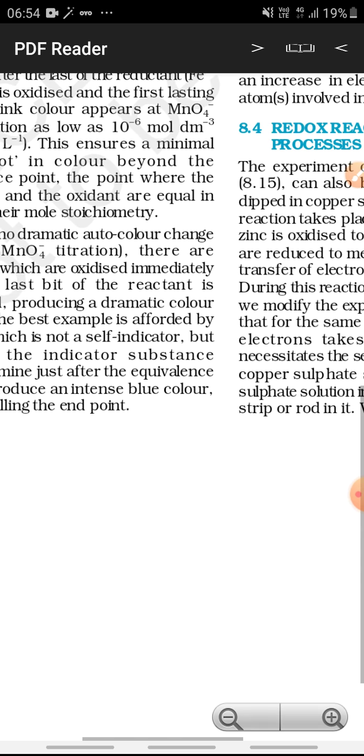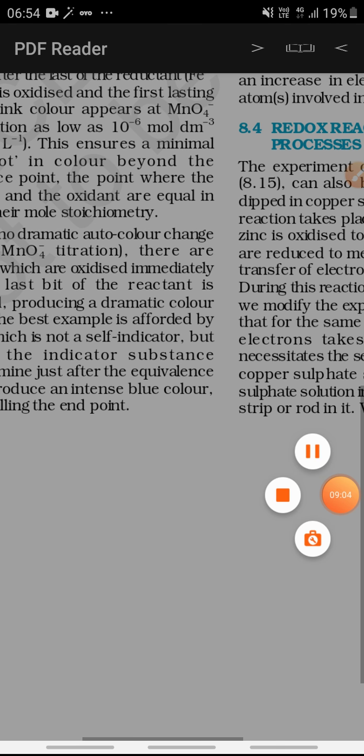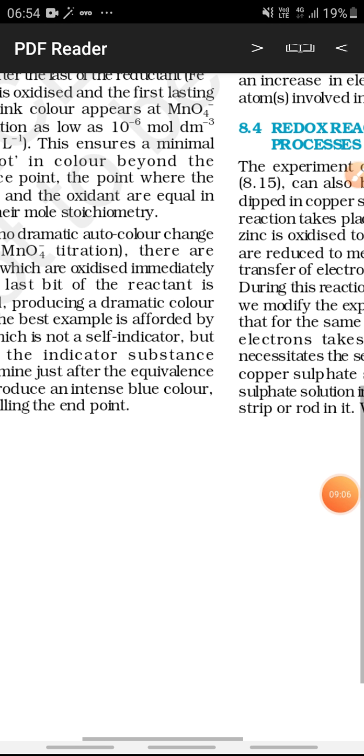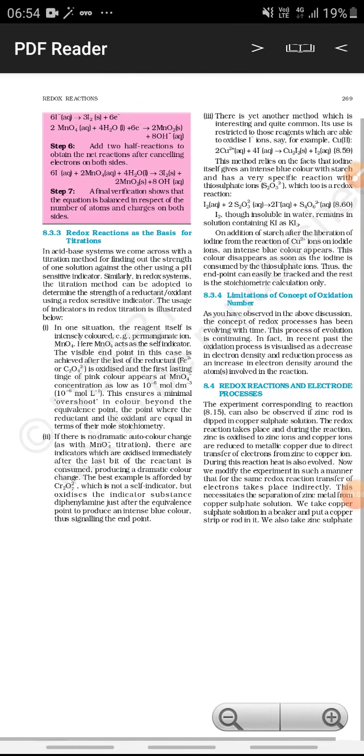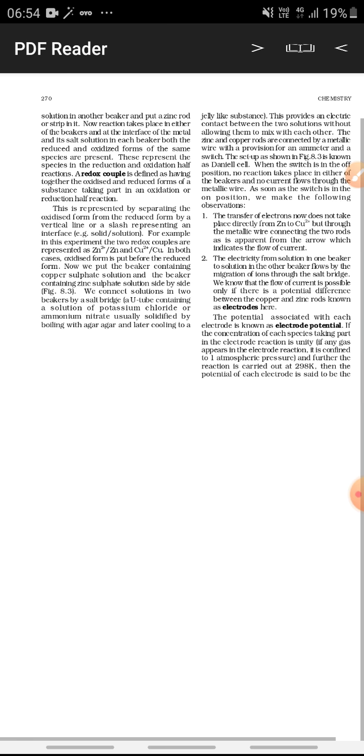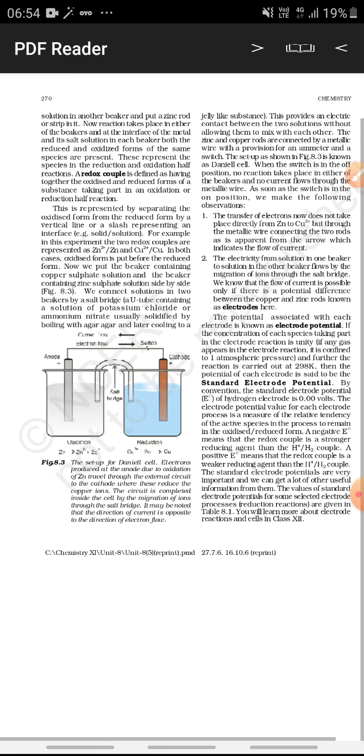Now children, the next topic that is given to you in this book is the electrochemical cell, but the electrochemical cell is also removed from the syllabus. The last topic for this year according to the CBSE is only up to the balancing of chemical equations.